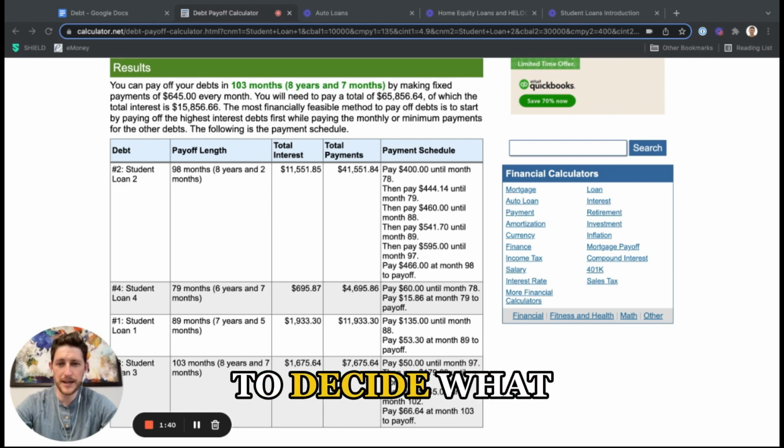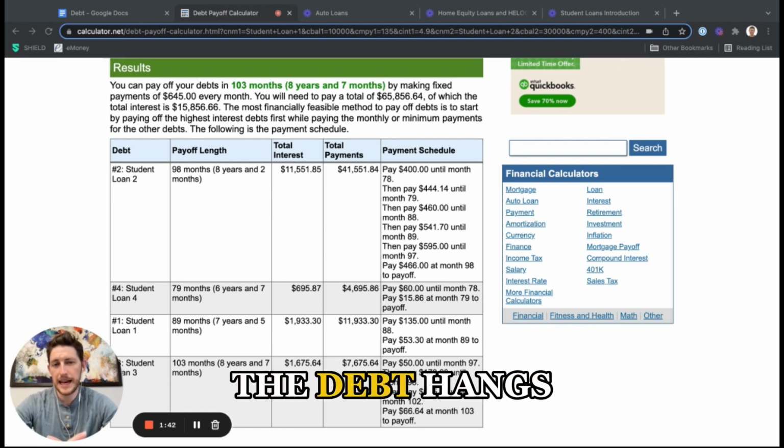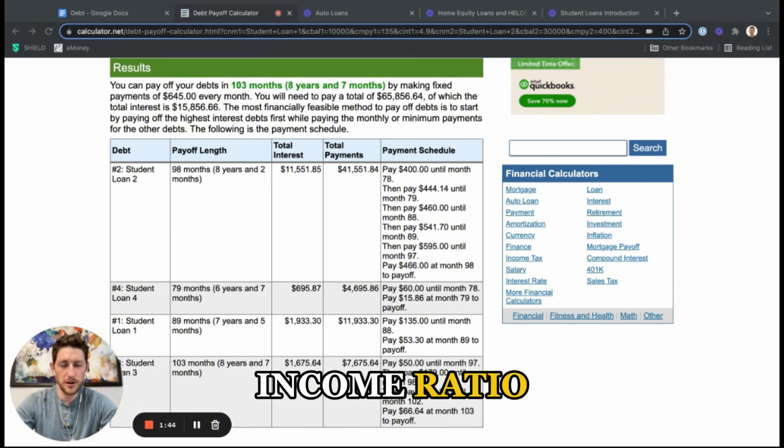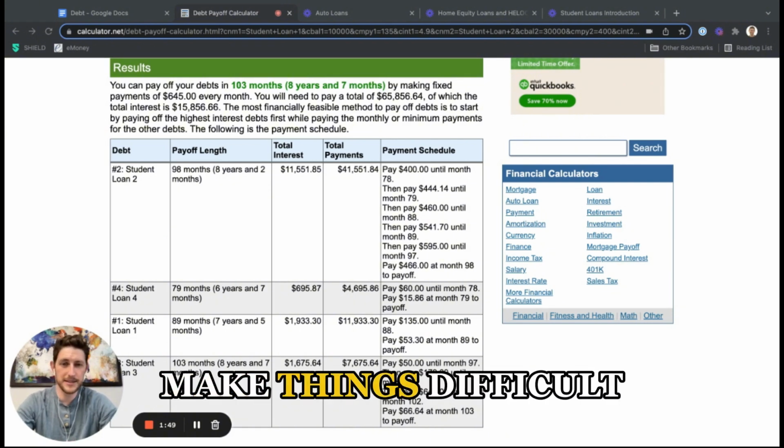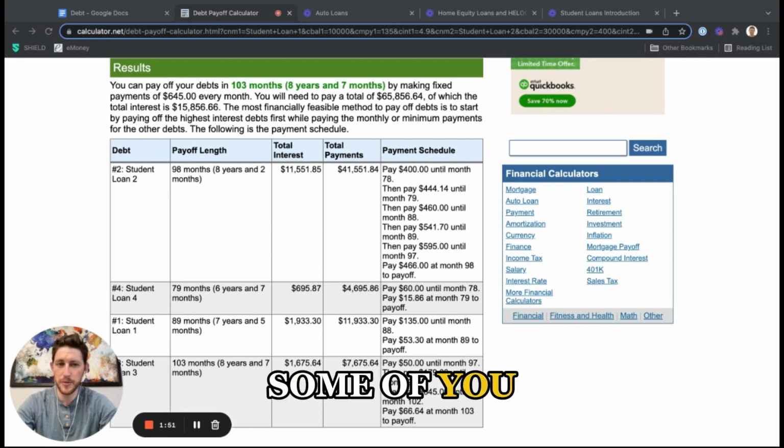So you have to decide what you want to do. The debt hangs around. It's in your debt to income ratio. If you want to qualify for a mortgage, it factors in. Okay, so it can make things difficult in getting a mortgage. Some of you may have already gone through that on your own. And so let's just say you decide you want to see if you can pay it off in 5 years.